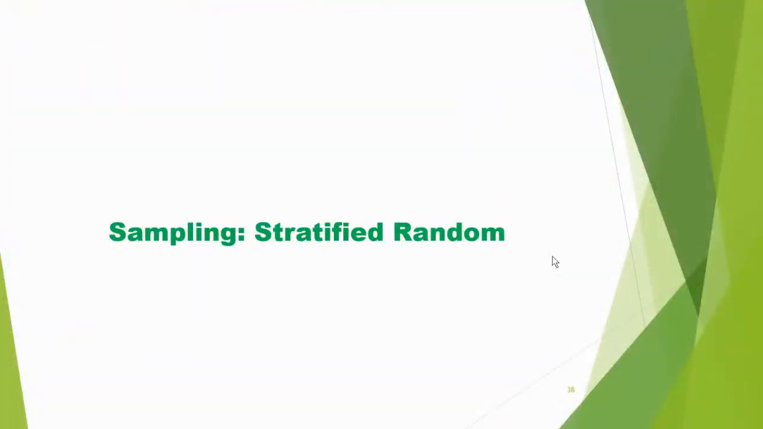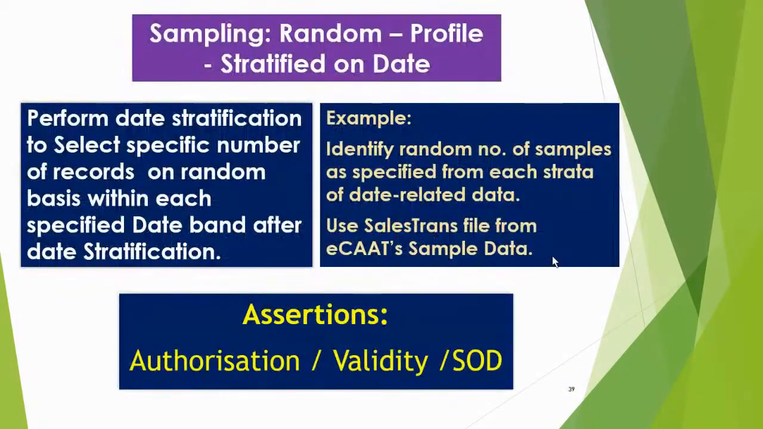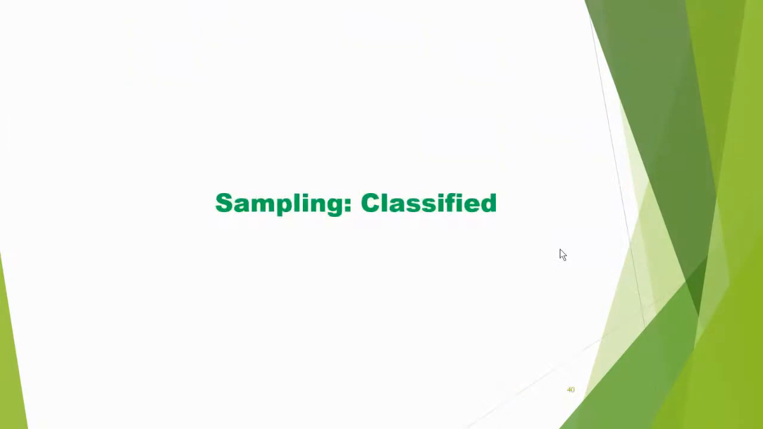Okay, stratified random, I already explained to you. I'm not going to show it. What you can do is first stratify this data, and then based on that, you can pick up the sample based on different bands of data.